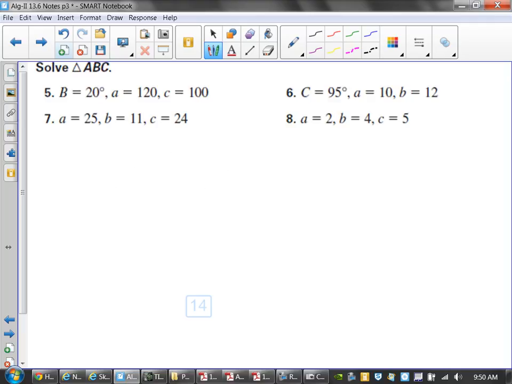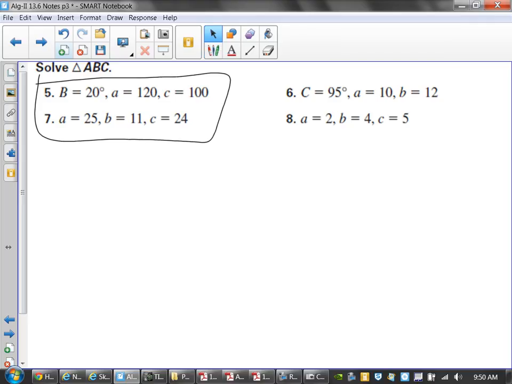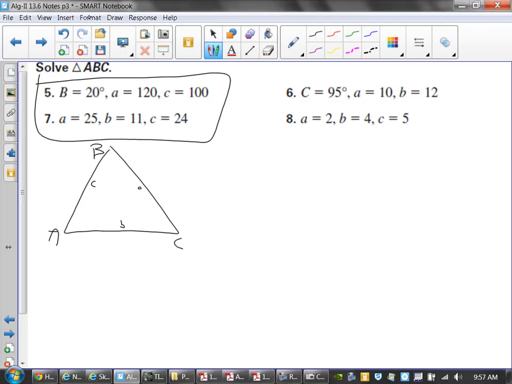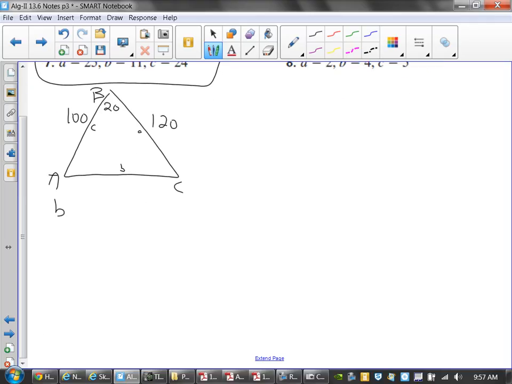All right. Let's do a couple more examples. Solve the triangles. We have the angle 20, and sides 120 and 100. Obviously, what I want to start out with is to find side B. Use the law of cosines. So b squared equals 100 squared plus 120 squared minus 2 times 100 times 120 cosine of 20.